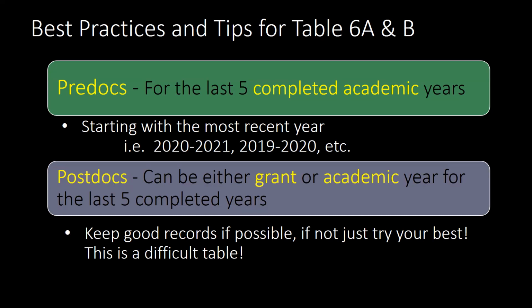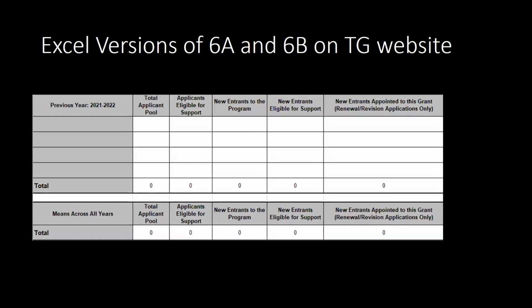And keeping good records. This is what I just preach all the time. Trainee tracking, track your trainees, their applicants, track everything about them. Because when they enter your program, if they get on your grant, you're going to have to track them for the next 15 years anyway. So you've got to become really good friends with your trainees. For aggregating your data, because you have to come up with the ranges and stuff, I do have Excel versions of 6A and 6B on my website, if you find that helpful.